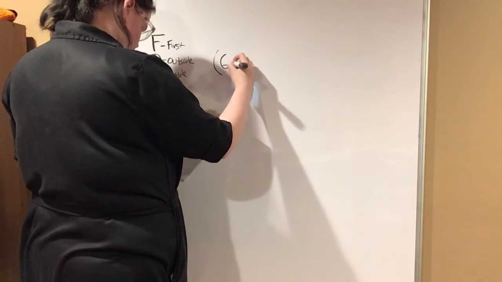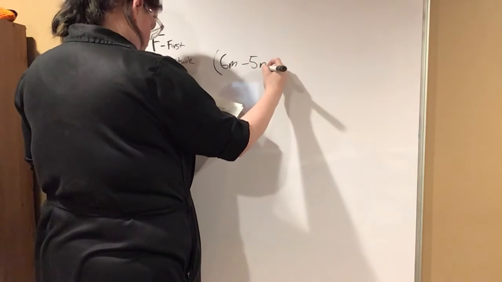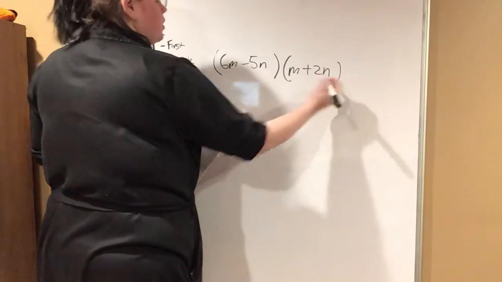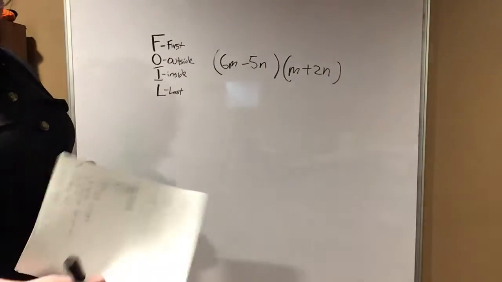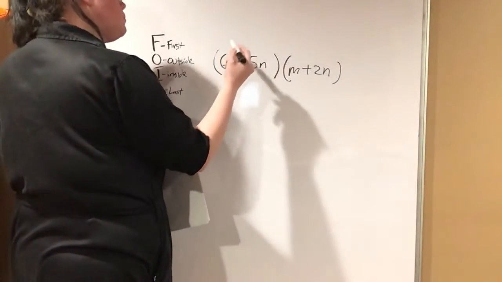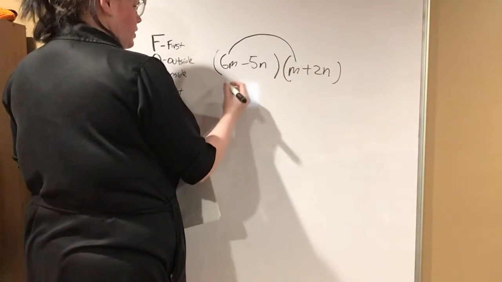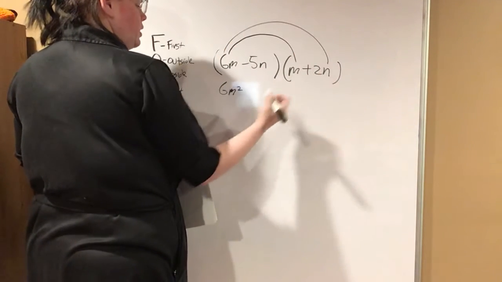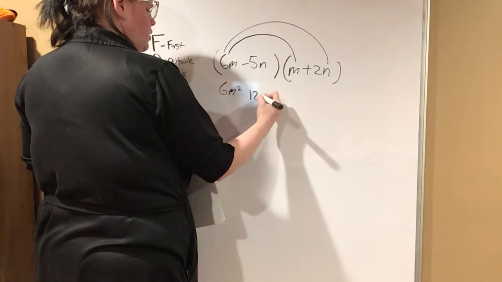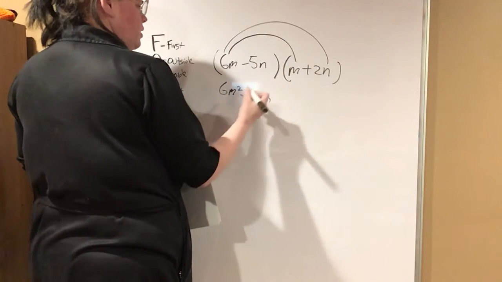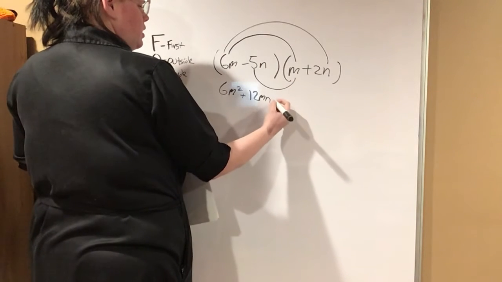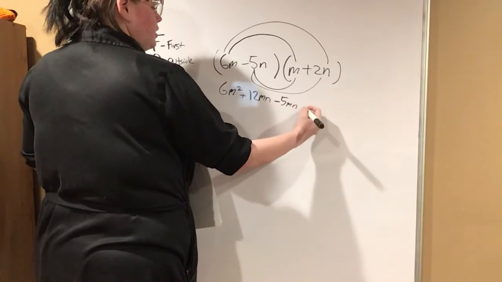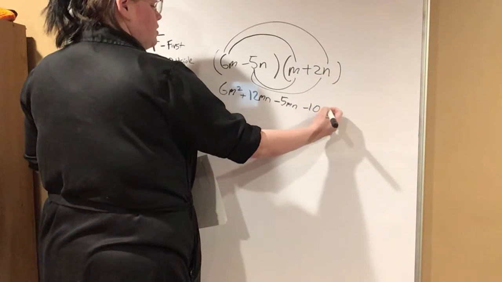So 6m minus 5n times m plus 2n. If we're going to use FOIL, first, that's 6m squared. Outside, that's 12mn. Inside, negative 5mn. And last, negative 10n squared.